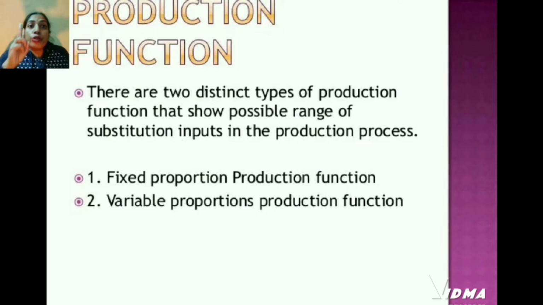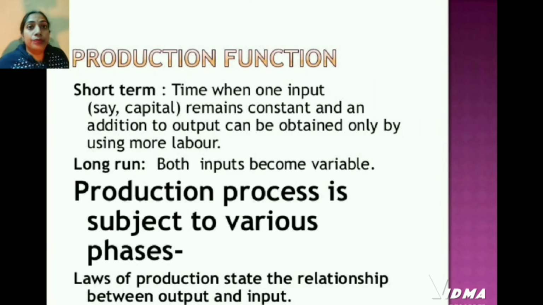Now there are two distinct types of production function that show possible range of substitution of inputs in the production process. First is the fixed proportion production function, and second is the variable proportion production function. These are the two types of production functions that are seen in the possible range of substitution of inputs in the production process.